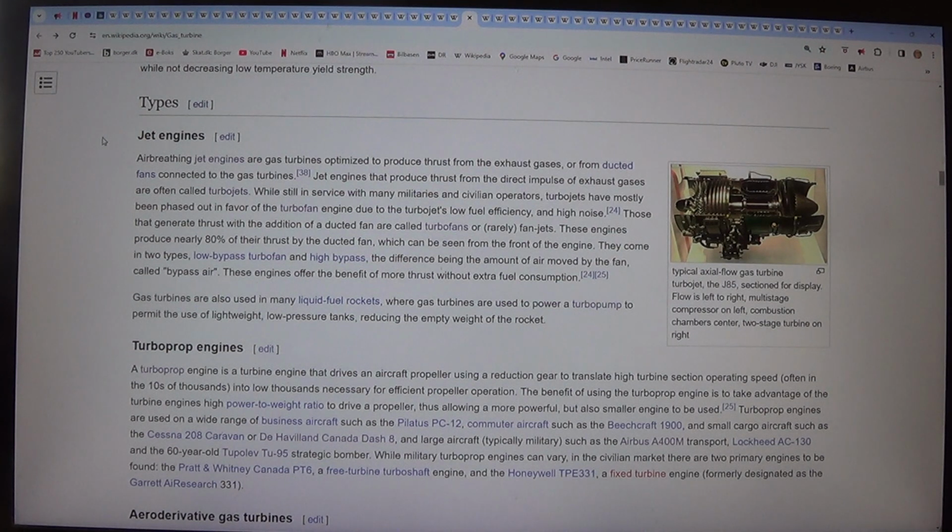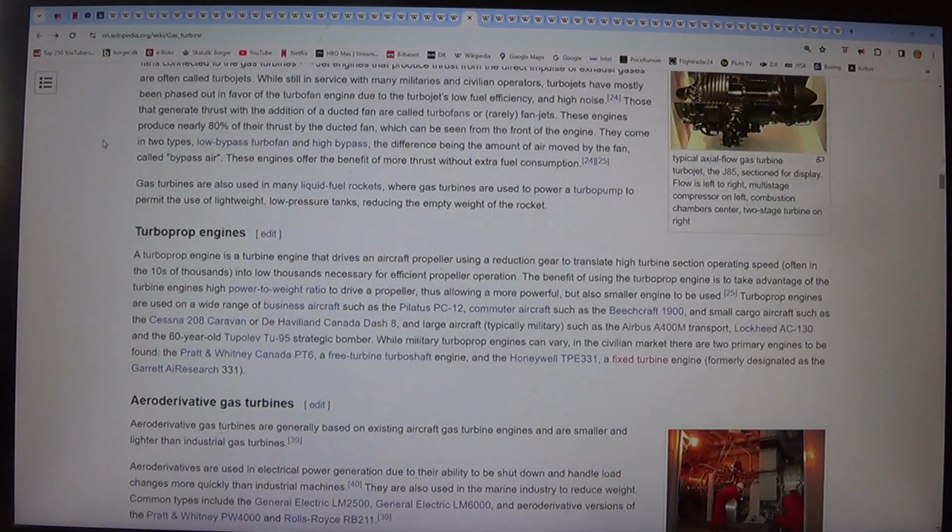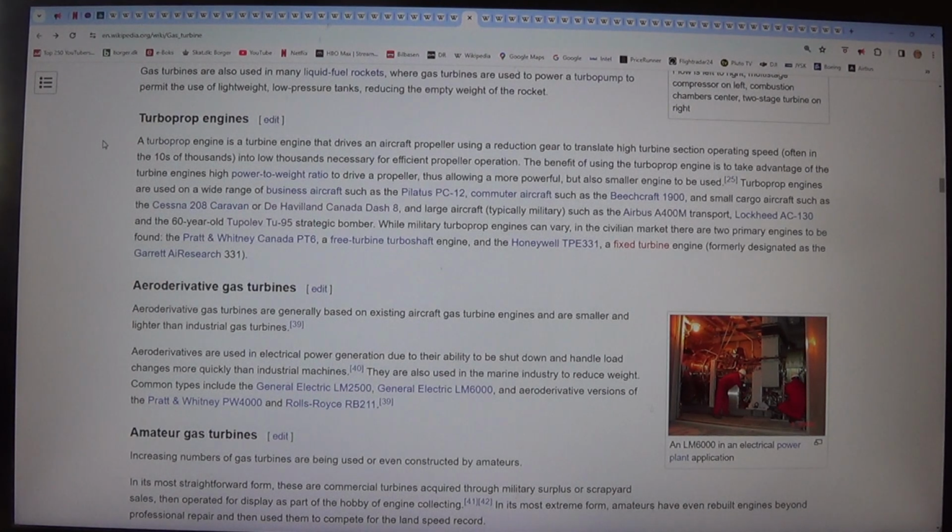Turboprop engines. A turboprop engine is a turbine engine that drives an aircraft propeller using a reduction gear to translate high turbine section operating speed, often in the 10s of thousands, into low thousands necessary for efficient propeller operation. The benefit of using the turboprop engine is to take advantage of the turbine engine's high power-to-weight ratio to drive a propeller, thus allowing a more powerful, but also smaller engine to be used.